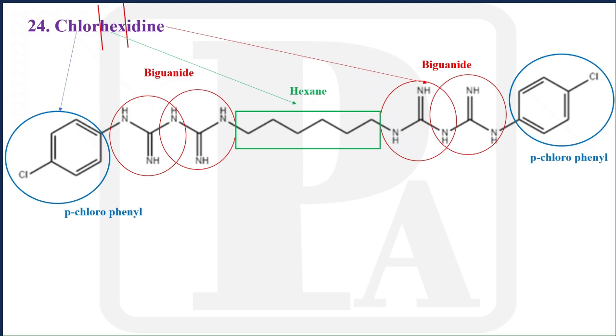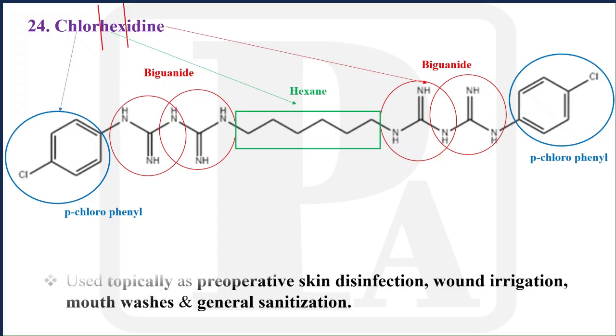So what is chlorhexidine? We have the hexane in the center, connected with two biguanides on both ends, and those biguanides are connected with parachlorophenyls. That is called chlorhexidine. It is a bactericidal agent. It is used topically as a preoperative skin disinfectant, for wound irrigation, mouth washes, and general sanitization.